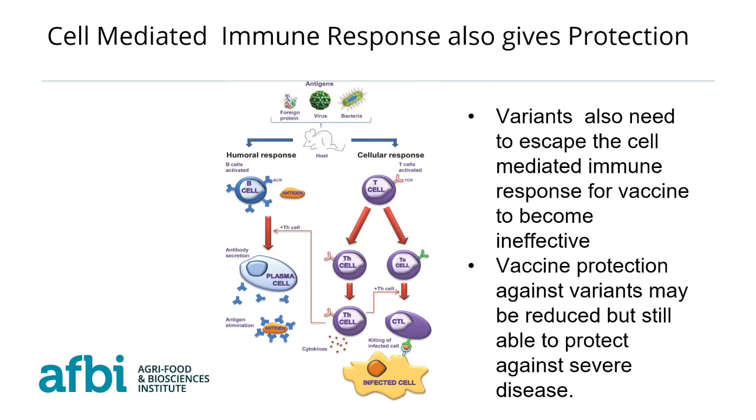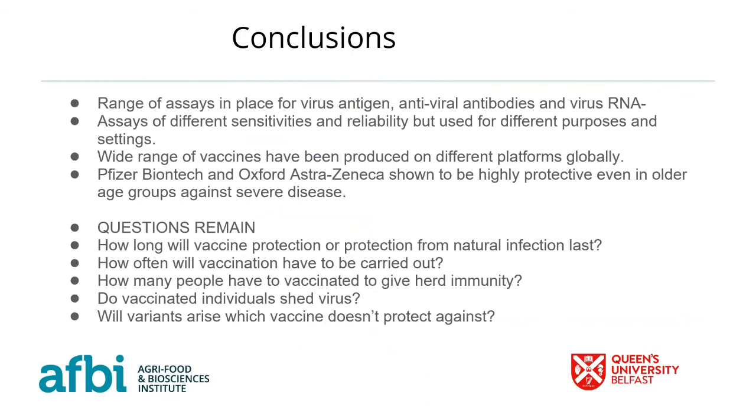Last slide, please. Right, so just to conclude what I've said, there are a range of assays in place for virus antigen detection, antiviral antibodies, and also for viral RNA. These assays have different sensitivities and reliability, but they're used for different purposes and settings. So you couldn't do a quantitative real-time PCR test in a school, or you couldn't do a large electroluminescence antibody test either in a lot of settings. So the lateral flow tests have their purposes, etc. But you have to accept that they're not as accurate, and there may be pitfalls with them.